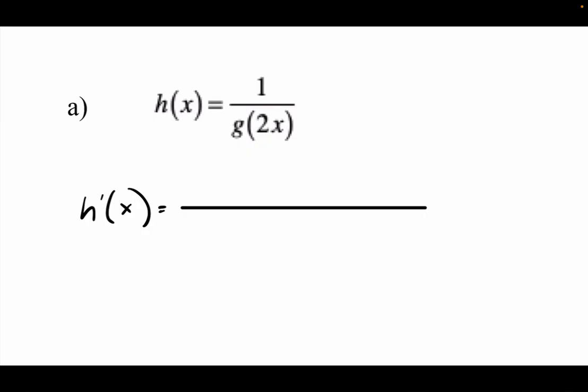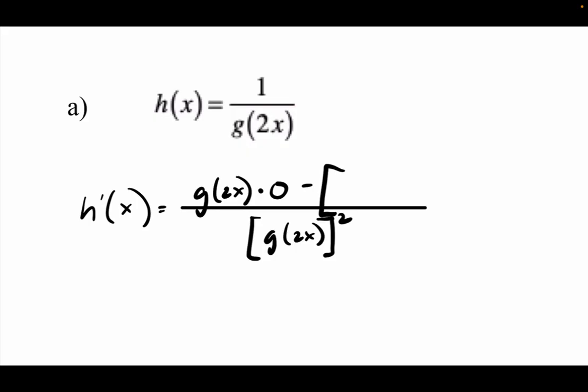So the bottom squared: g of 2x, squared. Low times the derivative of the high. Well, what's the derivative of the high? 0. Minus the high times the derivative of the low.